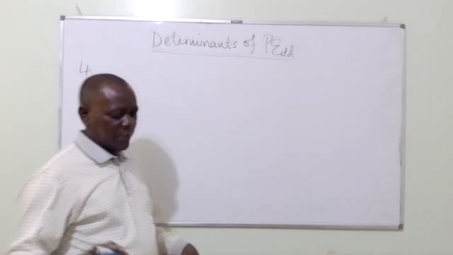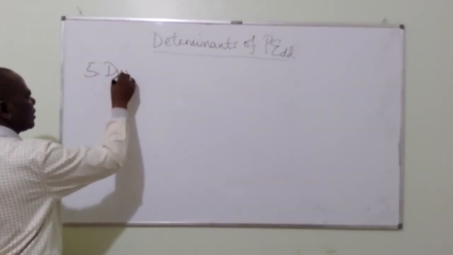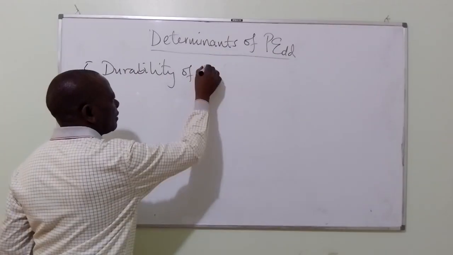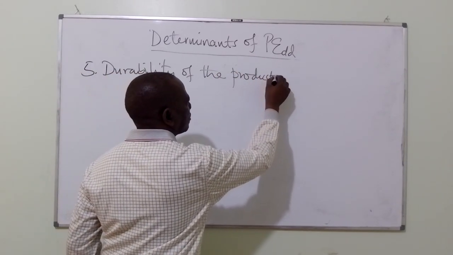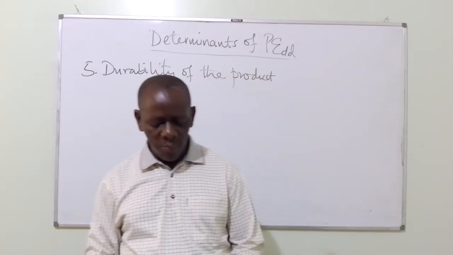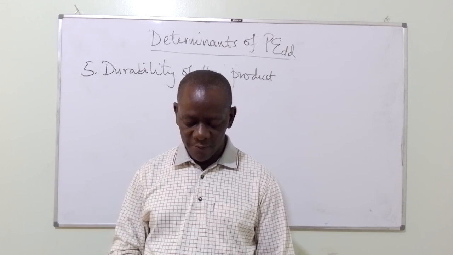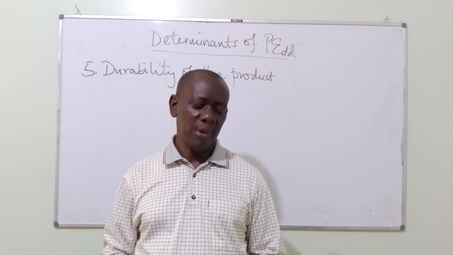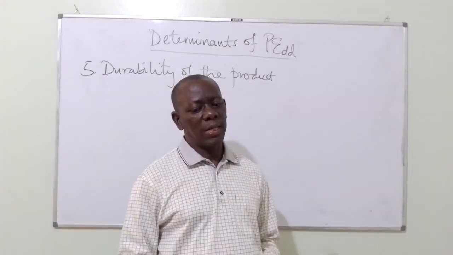Then number 5 is durability of the product. The durability of the product determines so much the price elasticity of demand. And what do we mean by this? When a commodity is durable, its demand tends to be inelastic. Durable goods usually have inelastic demand, whereas perishable goods will have elastic demand.